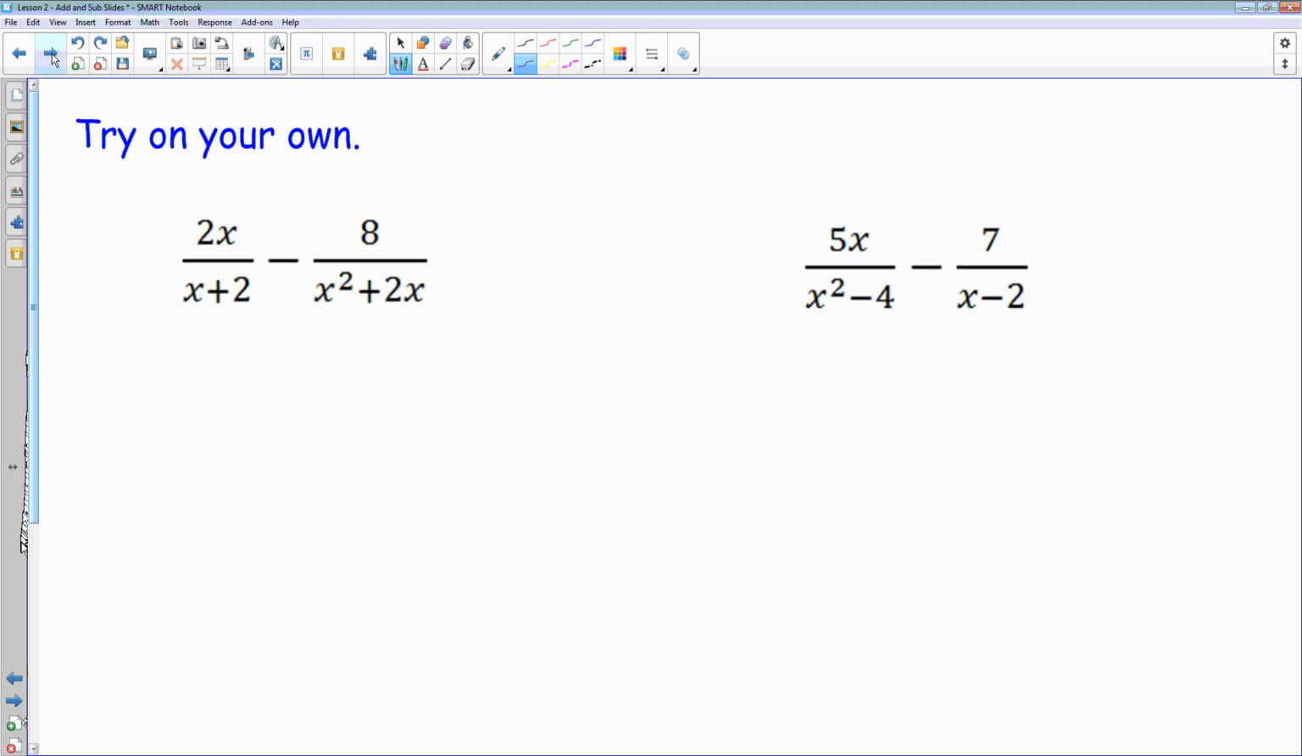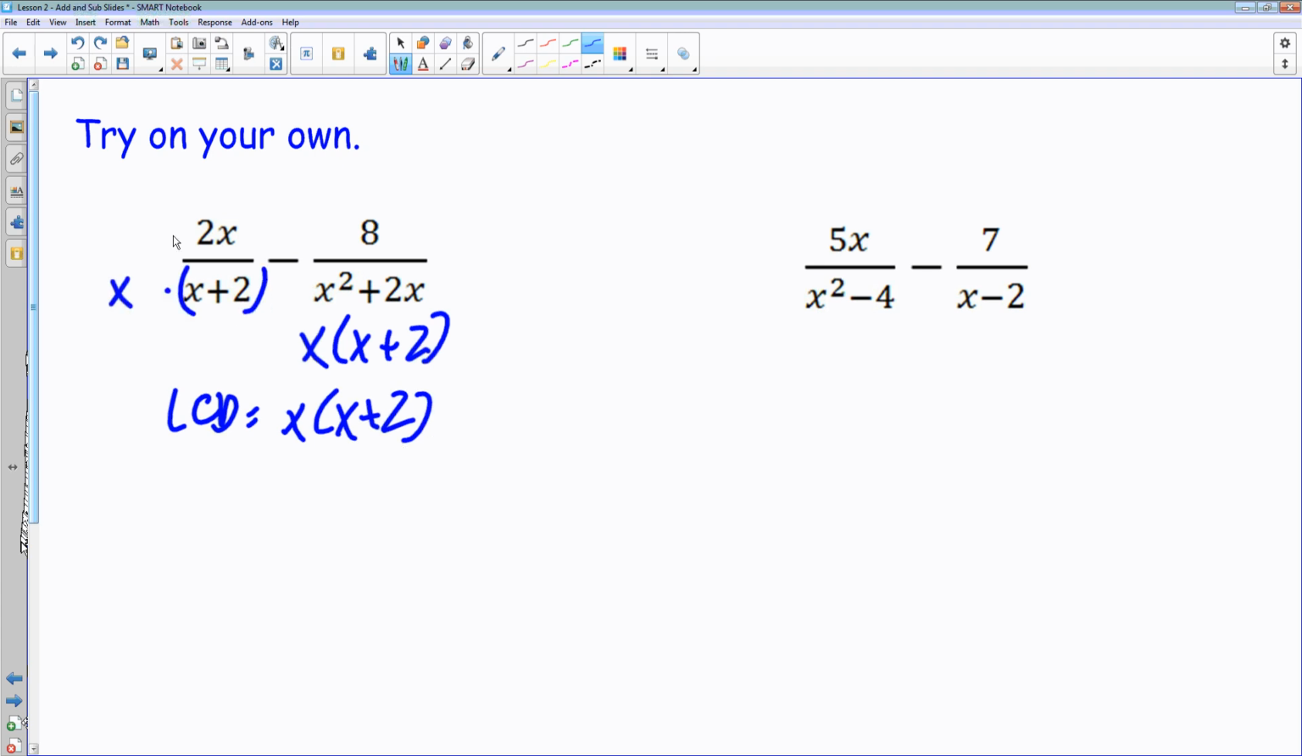All right, and then here's two more. Feel free to pause and try on your own and then press play when you're ready. So my denominator of my second problem factors to x times x plus 2. So my LCD is actually going to be x times x plus 2. So my first fraction just has to be multiplied by x. So I get 2x squared over my LCD.